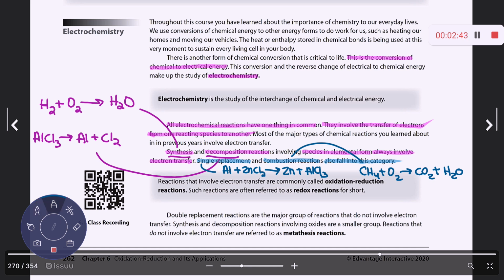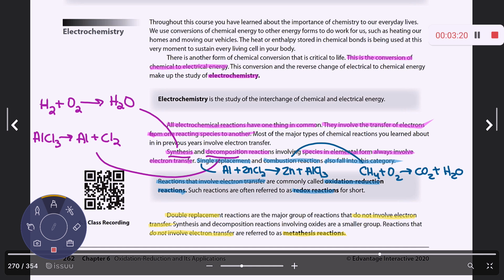Okay. Now, electrochemical reactions are kind of a mouthful, so we abbreviate this: anytime you're talking about a reaction that involves an electron transfer, we tend to call them oxidation-reduction reactions, or redox for short. Okay? A major category of chemical reactions that do not involve electron transfer would be double replacement reactions. Okay? And then anytime you do not have electron transfer going on, they tend to call these metathesis reactions.